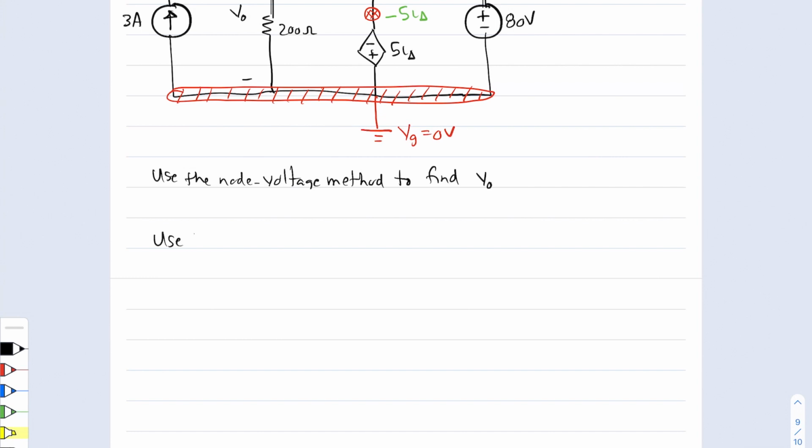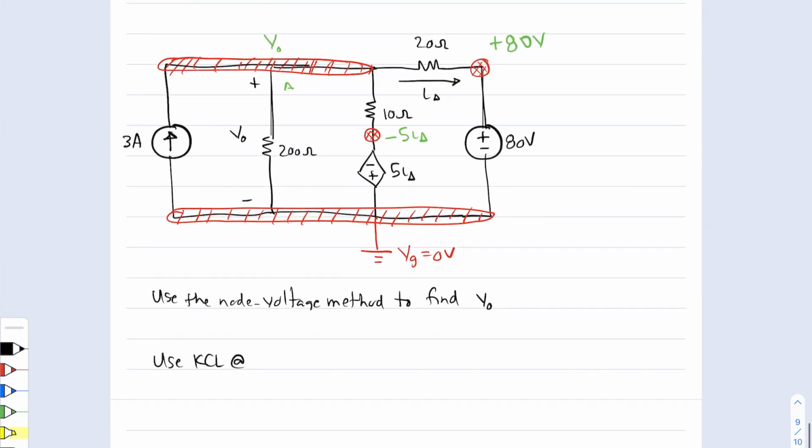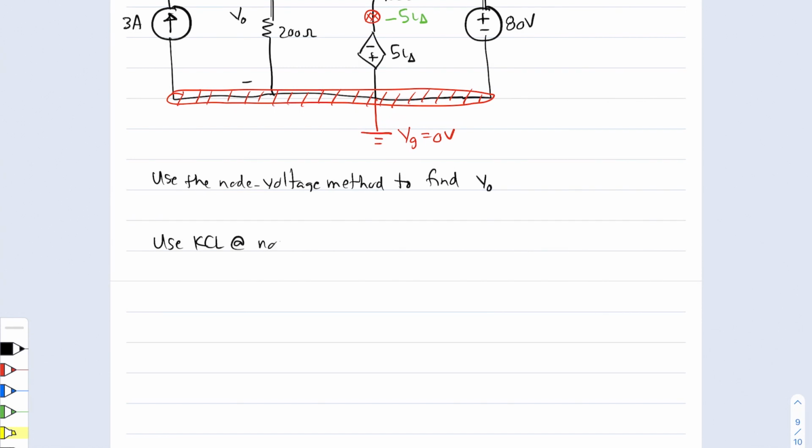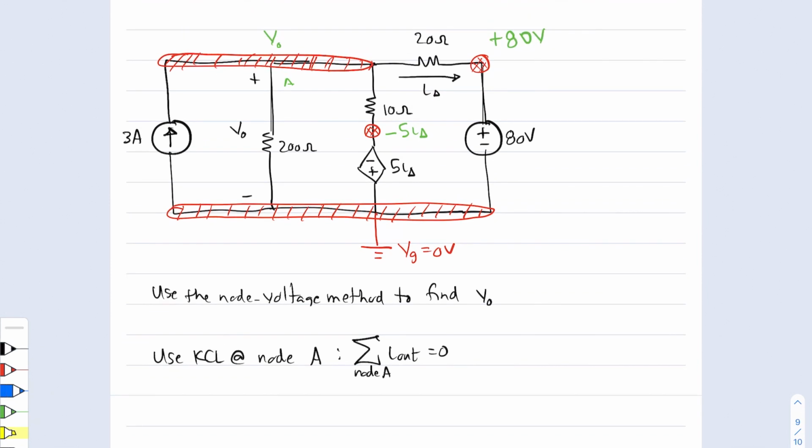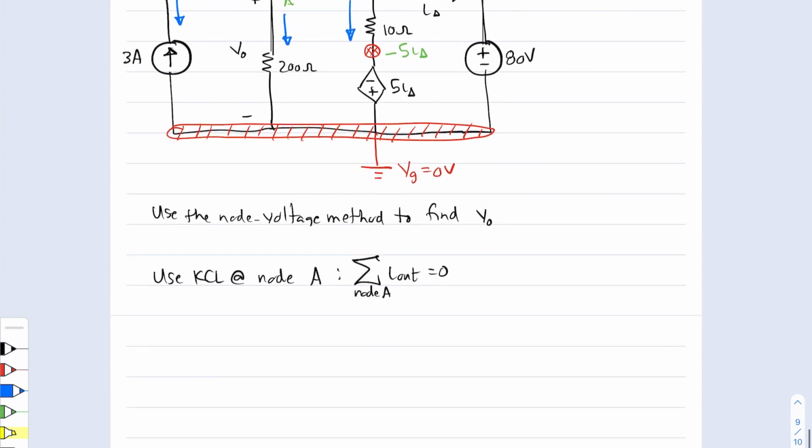I'm now in a position to use KCL. So I'm going to use KCL at the essential nodes. Well, the essential node here is node A. And I'm going to add up all of the currents flowing out of this node. They must add up to 0. Remember, we are assuming that all the currents are flowing out of that node. So here, at node A, we have a current flowing out this way, current flowing down that way, current flowing down that way, and then a current flowing out that way.